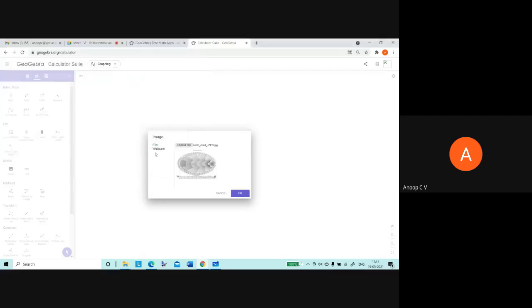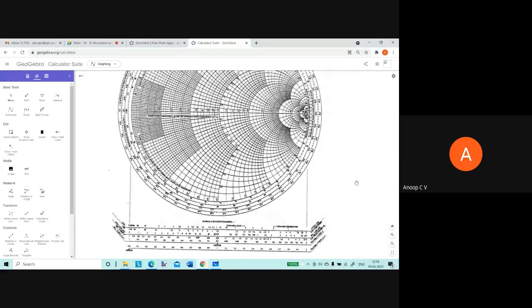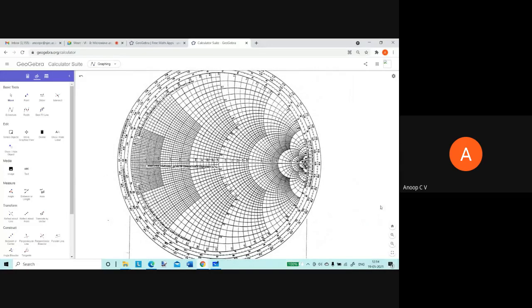I'll click open, and the Smith chart appeared. So now this is our Smith chart. As we have seen, you are familiar with constant R circles, constant X circles, and all those steps, so I'm not repeating that again.